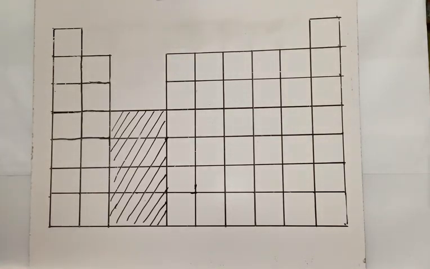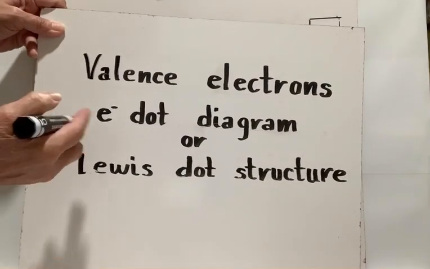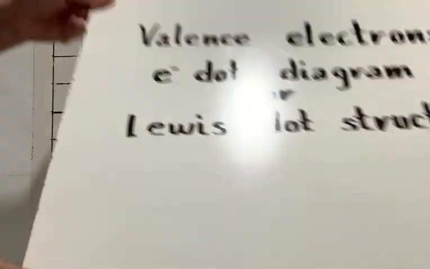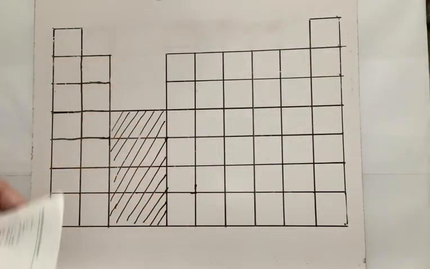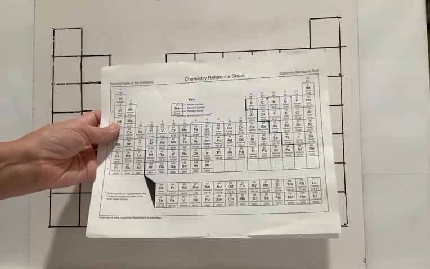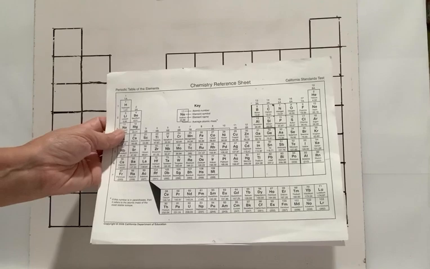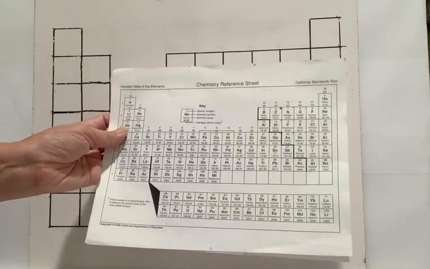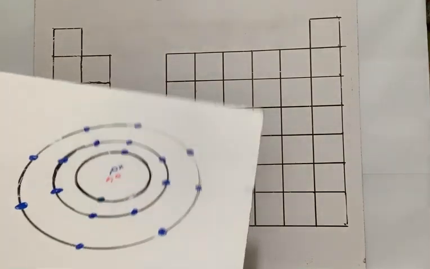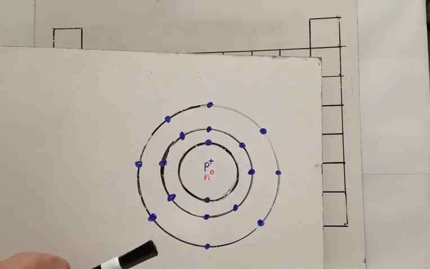Our lesson today is about valence electrons, electron dot diagram or Lewis dot structure, and how we can make use of the periodic table in order to determine valence electrons and electron dot diagram. But first, let us review again our atomic model.